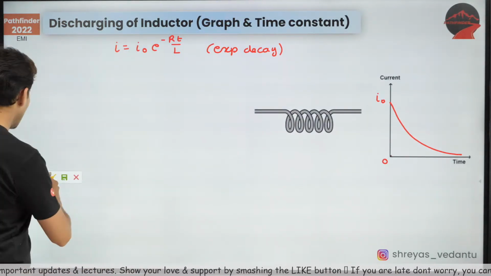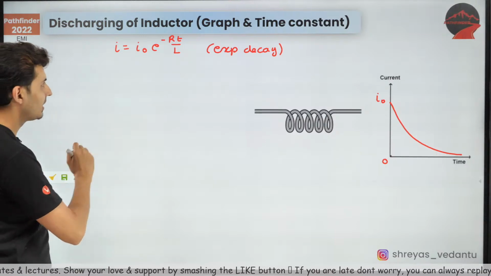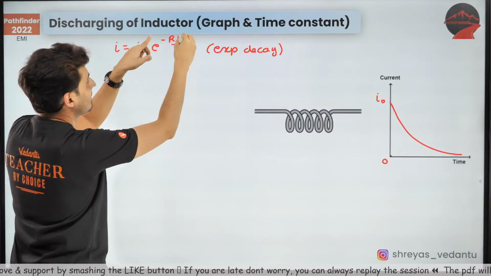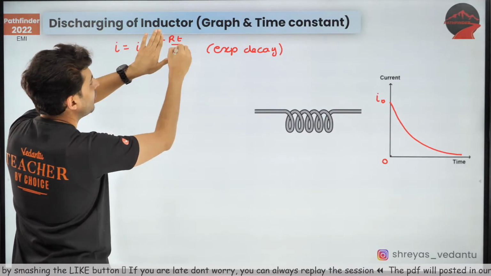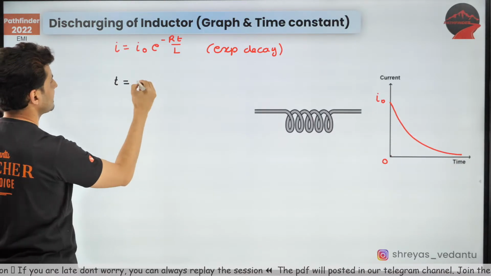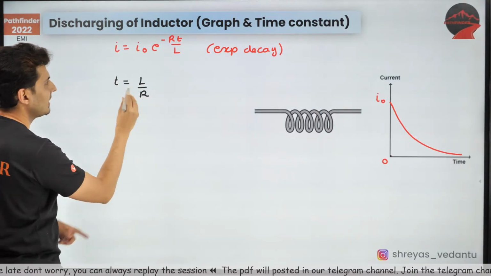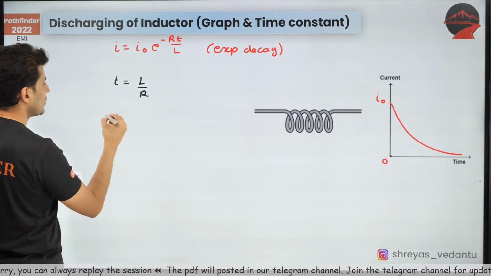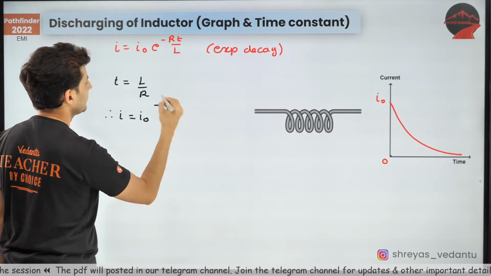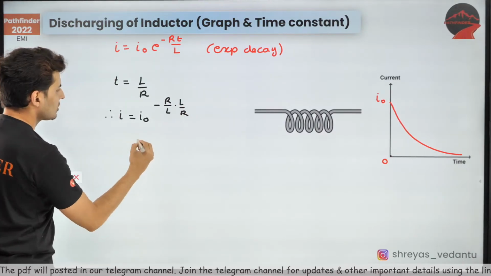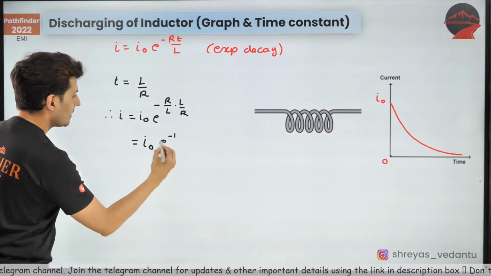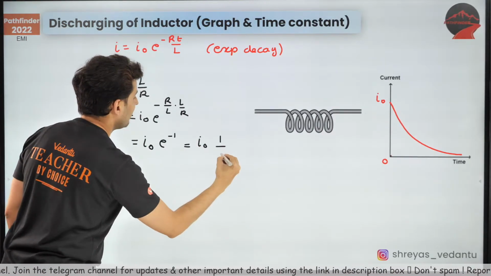Alright, now there are some interesting numbers that I can substitute. Make the power of e as -1, or basically the modulus of that as 1. How can I do that? Suppose I make the value of time as L by R. So I am going to get current is equal to I naught e to the power minus R by L into that time, L by R. So this will be nothing but I naught e raised to -1. What is this? This is I naught times 1 by e.